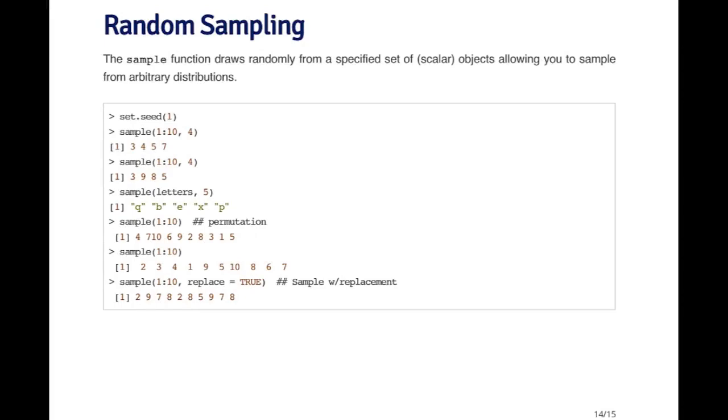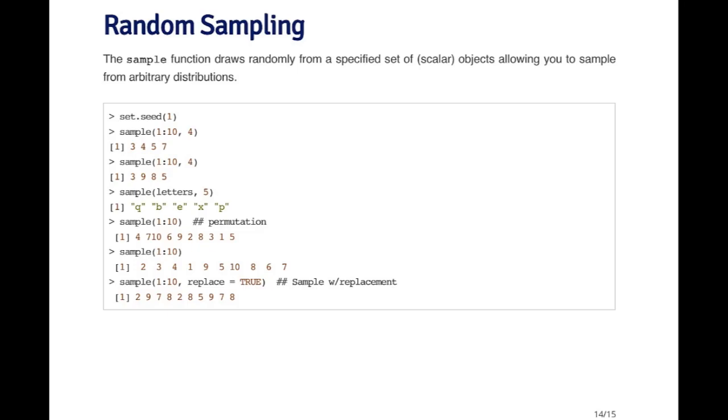So the last function I want to talk about is the sample function. The sample function allows you to draw randomly from a specific set of objects that you specify. So if you give it a vector of numbers, it allows you to draw a random sample from that vector of numbers. And so you can create any arbitrary distribution that you want by specifying a vector of objects and then sampling from it.